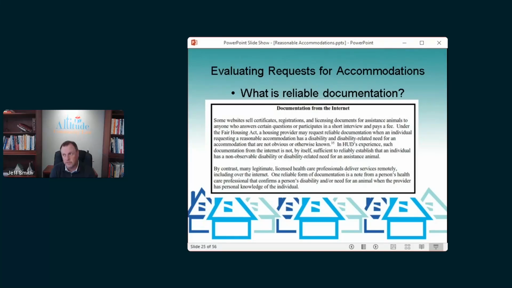Now, if they give us that certificate along with a letter from a doctor saying that this individual has PTSD or is somehow otherwise disabled under the Fair Housing Act, then we would need to provide the accommodation. Most legitimate licensed healthcare professionals deliver services remotely, so just the fact that it's coming over the internet does not mean that it's not reliable. But as long as we get something from the healthcare professional showing that they are treating this individual, the individual is disabled as defined by the FHA, and here's what they need, that's what we're going to be looking for. But simply a certificate about an animal is not going to carry enough weight.